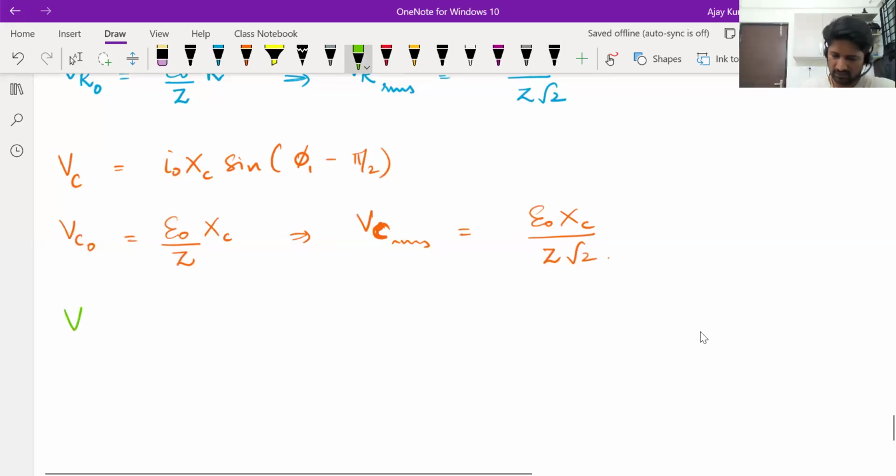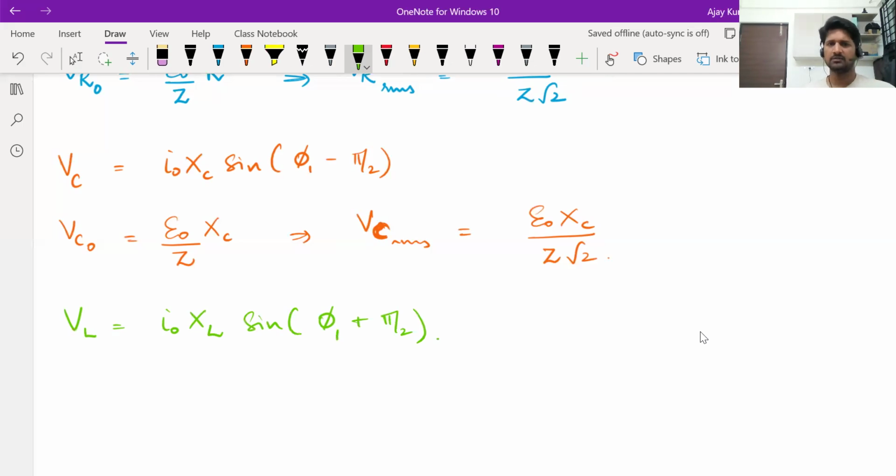Next, voltage across the inductor. We know it is I0 XL sine of the phase of the current function. Now the inductor makes current lag, means voltage lead. So plus pi by 2. Okay, I'm also writing equations based on that only. I remember some basic ideas in the chapter, and based on that, I derive. Even if I'm solving an exam question paper, I do the same thing.